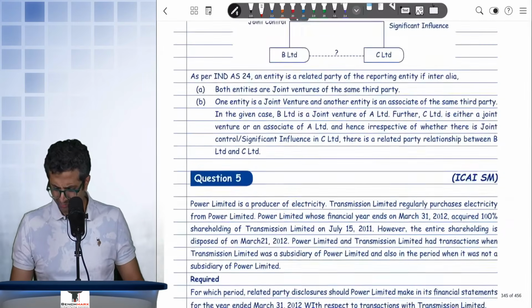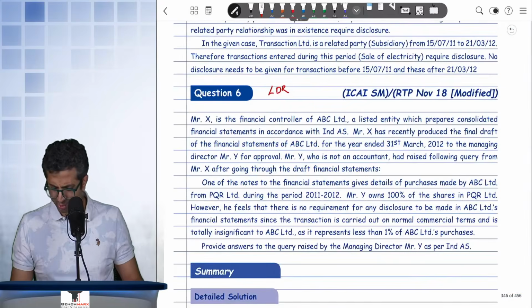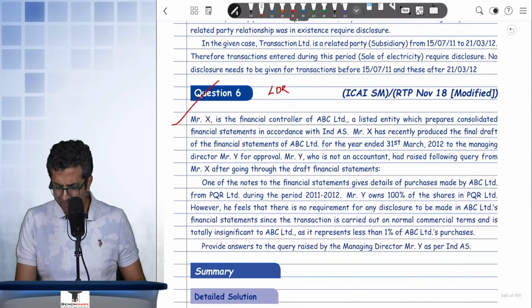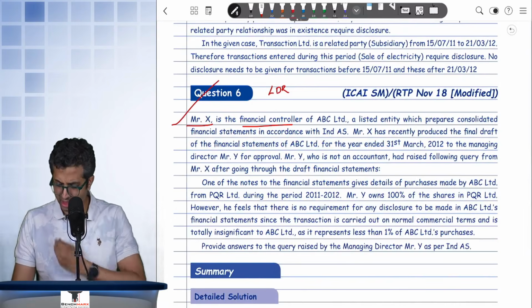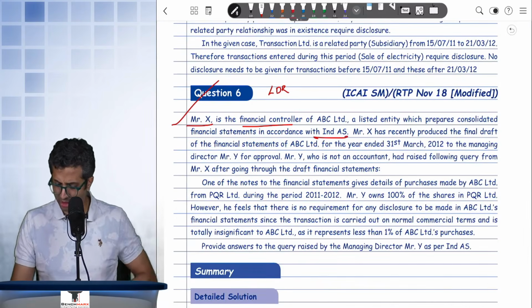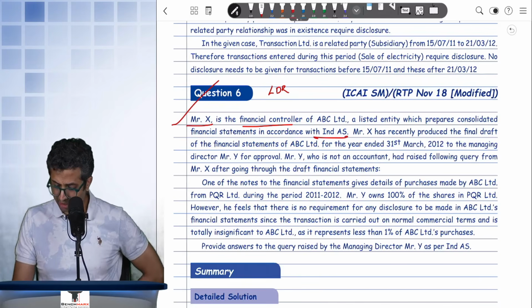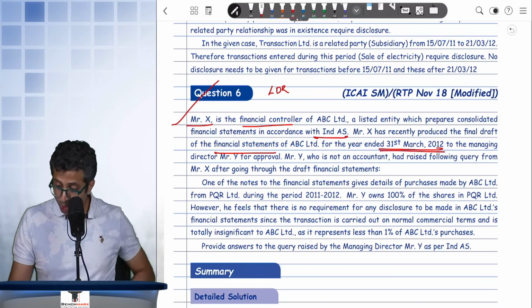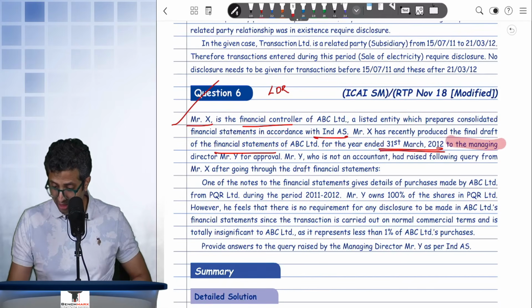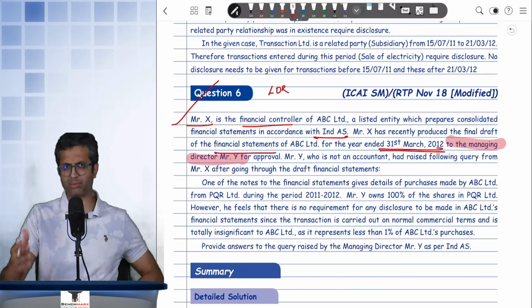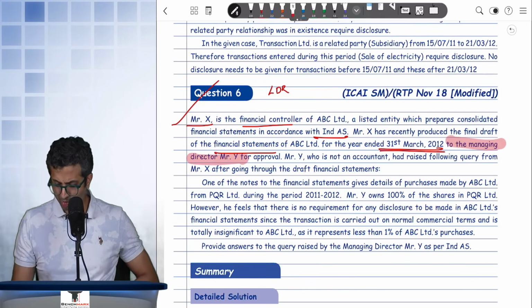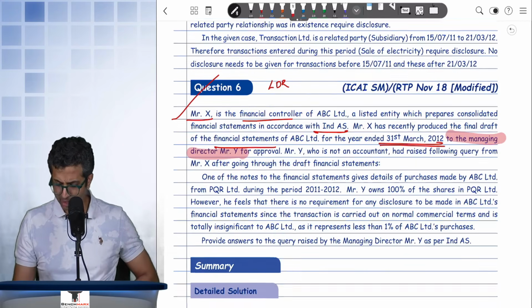Now 3 and 4 are fairly basic questions. Even 5 is a basic question. Acha, if you look at 6, Mr. X is a financial controller of ABC, which is a listed entity which prepares CFS in accordance with Ind AS. X has recently produced a final draft of financial statements of ABC for the year ended 31st March 12, to the managing director Y. Acha, is the managing director Y a KMP? Yes.